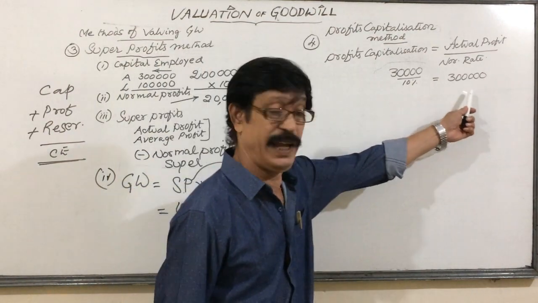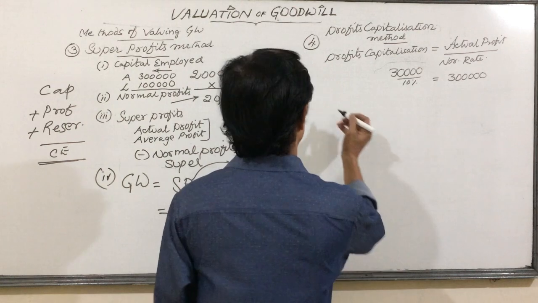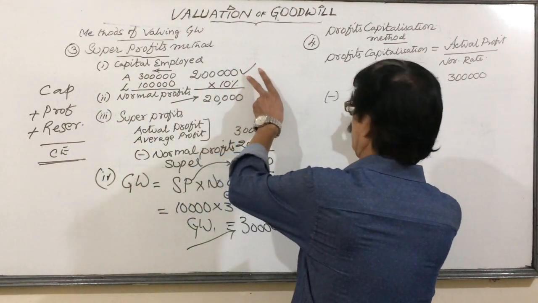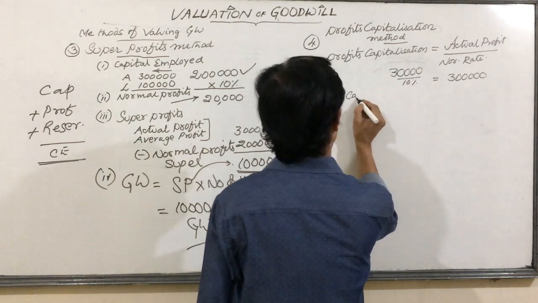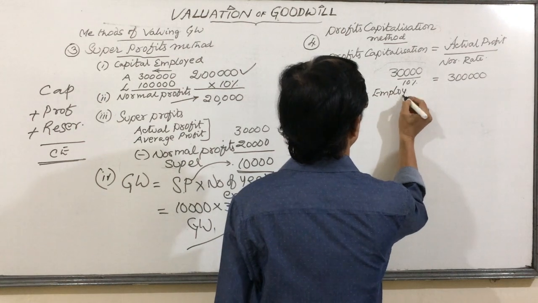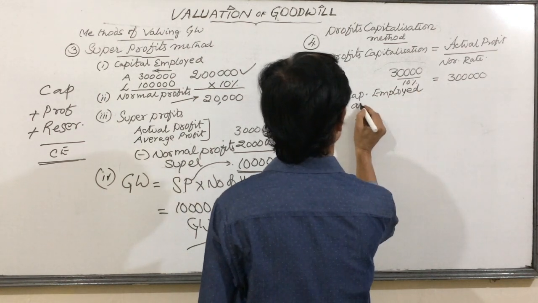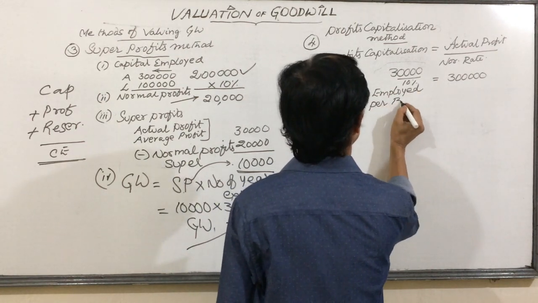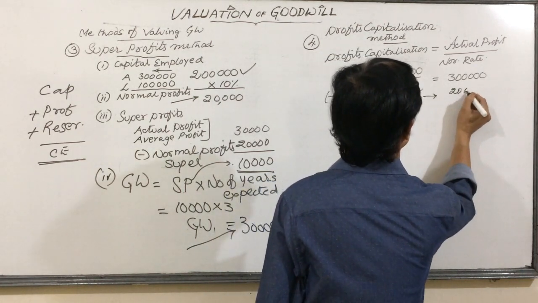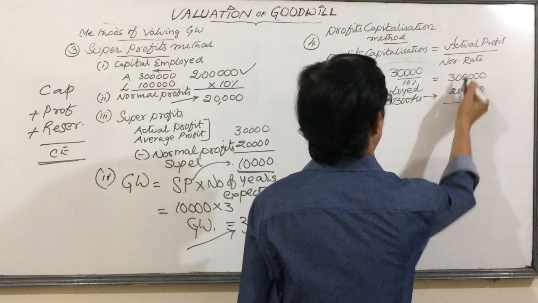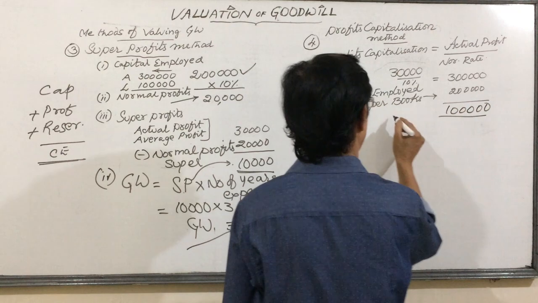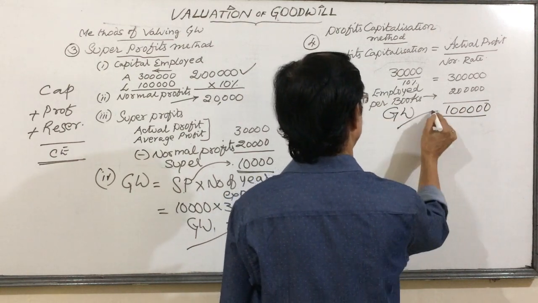How much capital must we have? 3 lakhs. But actual capital employed, how much? Actual capital employed here is only 2 lakhs. Capital employed as per books is 2 lakhs. The excess, how much is there? That only is called goodwill.